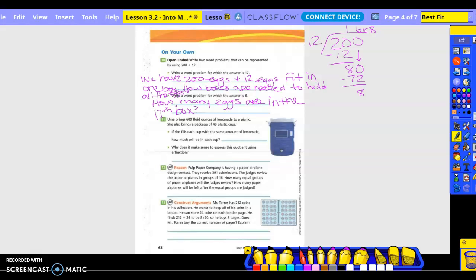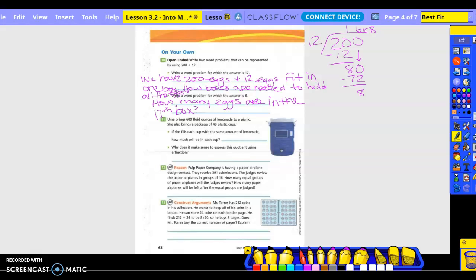So we said we have 200 eggs and 12 eggs fit in 1 box. How many boxes are needed to hold all the eggs? And then for our second question, we said how many eggs are in the 17th box, because that would show the remainder, right?